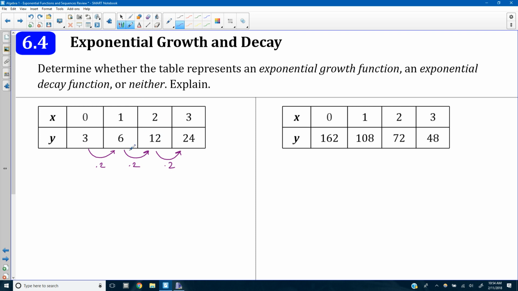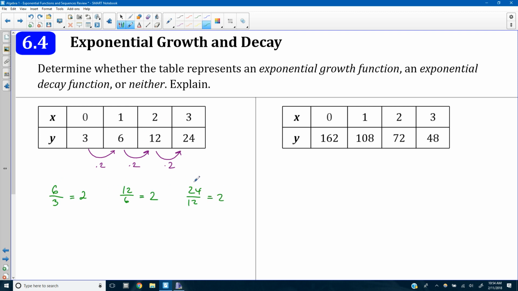Let's say you didn't know what you were multiplying by. Let's say you had trouble with it. What you can do is take one number like 6, divide it by the number before, 3, and figure out what that is, and see if you get the same thing here. Take this number 12, divide it by the number 6, and you get that. Take this number 24, divide it by 12, and you get 2 again.